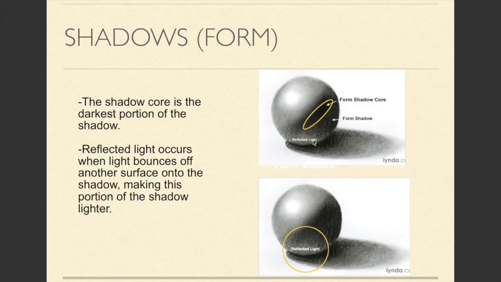Now this section right here shouldn't be lighter than anything on the light side. Sometimes people make this too light. The reason it shouldn't be lighter than anything on the light section is because it's indirect light. It's bouncing off a surface and hitting back up on here, whereas everything on the light section is hit directly.